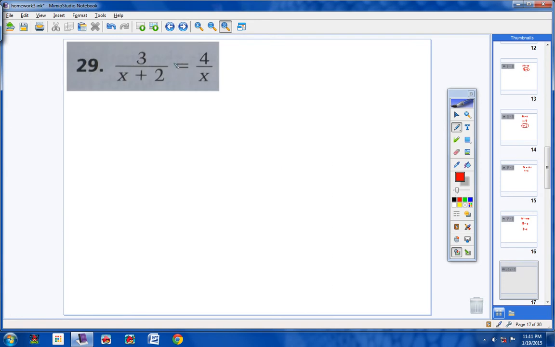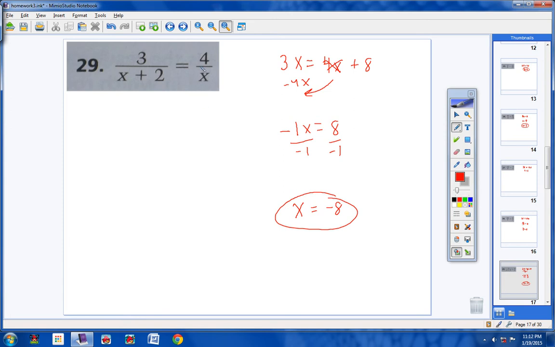Okay, number 29, we're going to cross multiply. 3 times x is 3x. And then 4 times x plus 2, 4 times x is 4x. And 4 times 2 is a positive 8. Bring the 4x over and make it a negative 4x. So it's gone now. 3x minus 4x is negative 1x. Bring down your 8. Now divide both sides by a negative 1. X equals negative 8. Okay, x equals negative 8. Number 29.